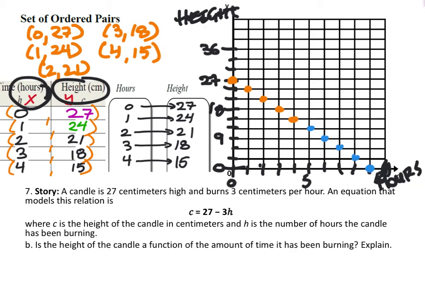Now, the next thing we should consider is, do we connect these points? Well, in order for us to connect the points on the graph, we have to be able to have half of both of the labels. So you can have half an hour, and you can have half a centimeter.